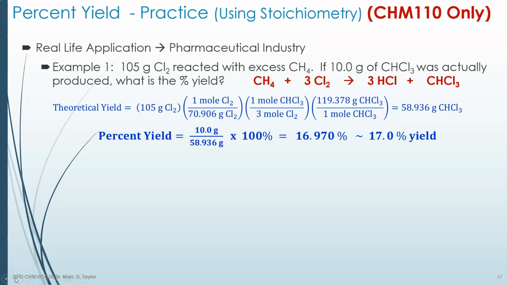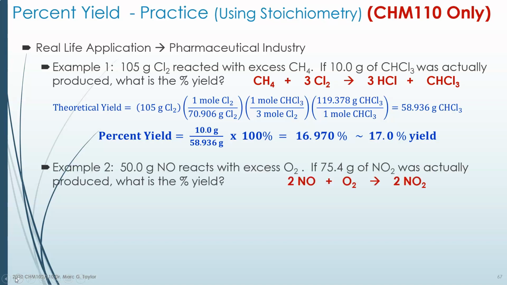Not very impressive, but maybe that's good enough. It all depends on the industry. It all depends on the cost of materials. And a low yield in one case may be a high yield in another. You never know until you're working in the actual industry to know whether something is a good yield or a poor yield. But this seems to us as a poor yield, obviously.